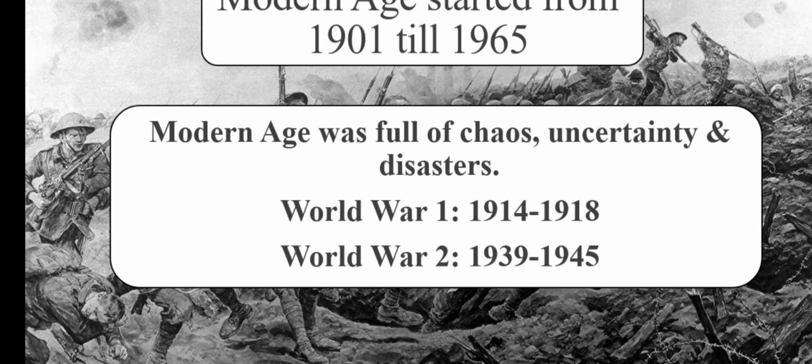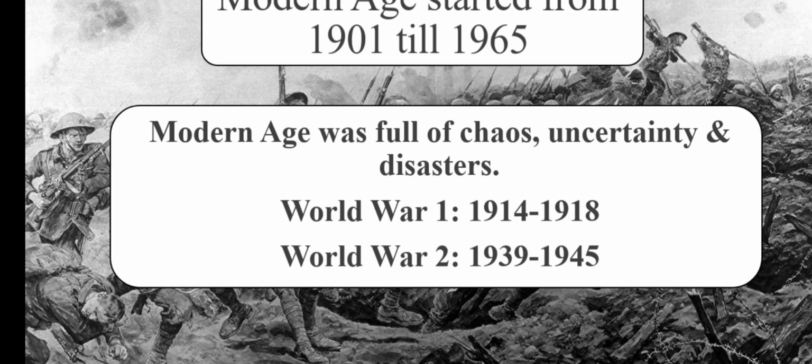So the modern age basically started when Queen Victoria died in 1901. Before the modern age, there was the Victorian age. The link will be available in the description. You can go and watch the full video in detail and then come toward the modern age. Basically, the Victorian age lasted from 1837 to 1901, from when she became the queen to when she died in 1901, when this age ended. The modern age was full of chaos, uncertainty and disasters.